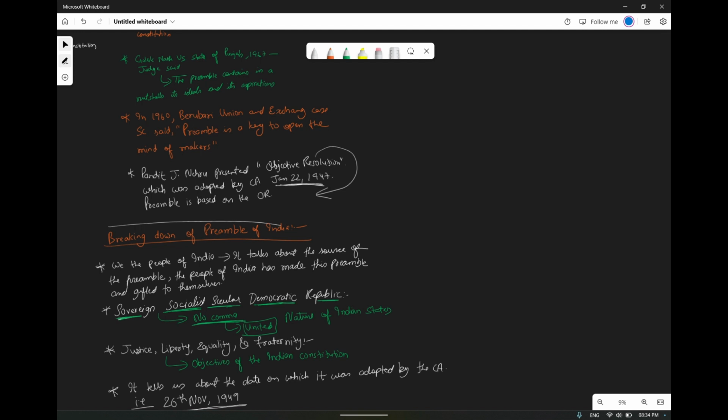We have mentioned the nature of the Indian state: sovereign, socialist, secular, democratic, republic. Now we'll try to understand these terms. We have heard these terms many a time, but most people don't know their meaning. So we are going to understand it here.